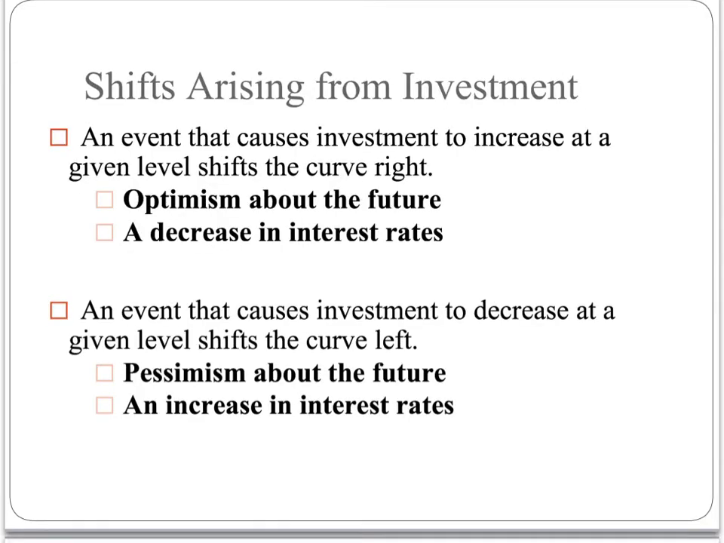Shifts arising from investment, same kind of setup. Increasing to the right would mean optimism about the future and a decrease in interest rates. If a business is optimistic about the future, they're going to go ahead and invest in capital goods, which then will make them more productive in the future. On the other hand, if aggregate demand is decreased because of pessimism about the future, businesses are going to be less likely to want to build more capital goods and be more productive in the future because they're going to want to save and get ready for what could be a long recession or a long period of time where they might not make as much money as before.